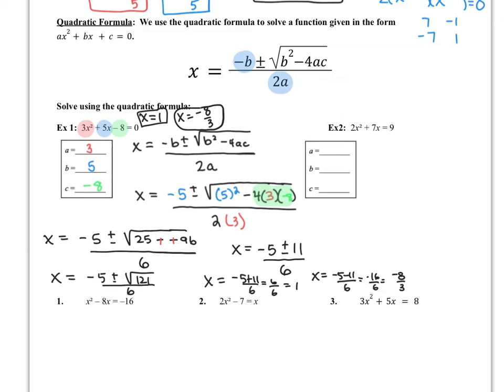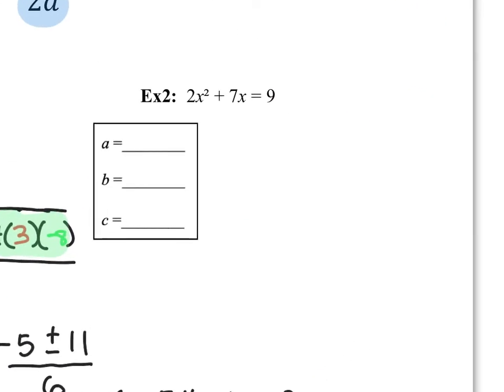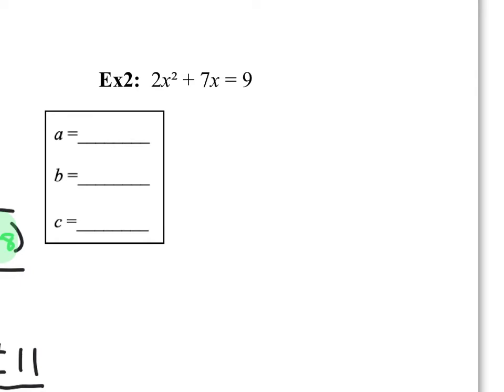On example 2, one thing to notice is that it doesn't equal 0 yet. So before I begin, I have to make that quadratic equation equal 0 by subtracting 9 from both sides. So I've got 2x squared plus 7x minus 9. Now that it equals 0, I'm ready to identify my items. So my a value would be 2. My b value would be 7. And my c value, again, would be this -9. So it's a negative number again.